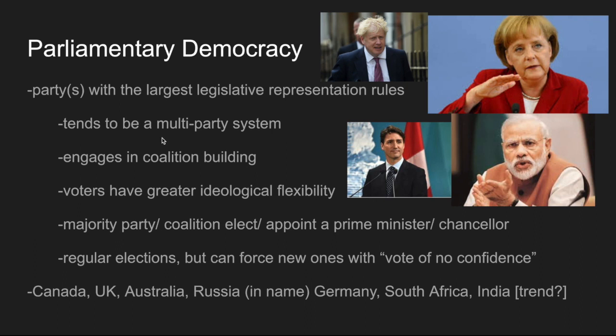And then the next step there, and this is key here, is they engage in coalition building. Okay, so what is coalition building? The simplest way to describe it is we'll use Germany as an example. This is Angela Merkel. She runs Germany. She keeps wanting to retire. She's very tired of holding all of Europe together, but nobody wants to take her job.